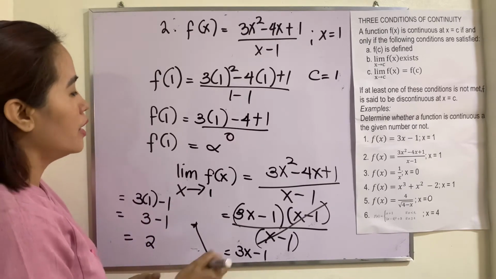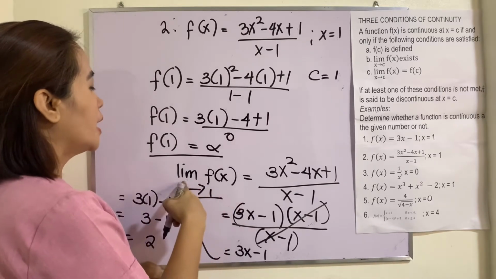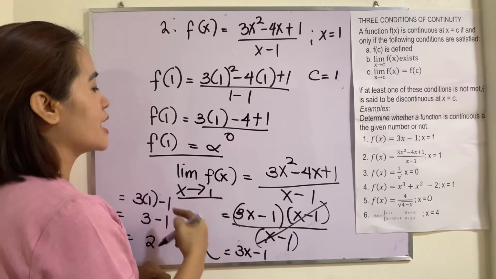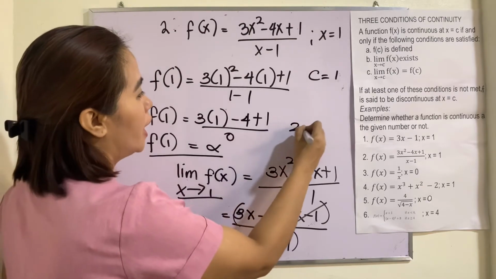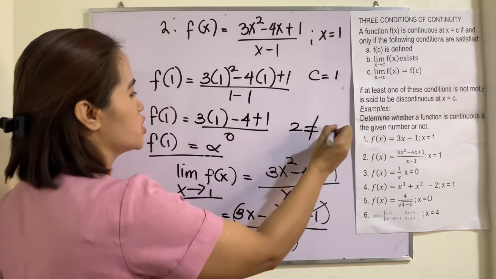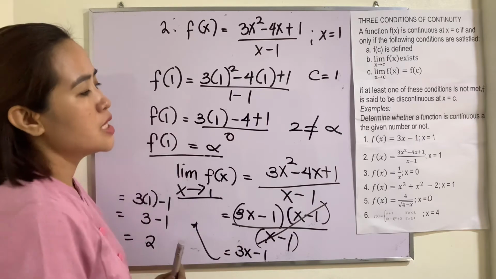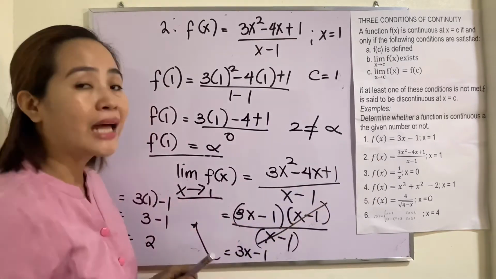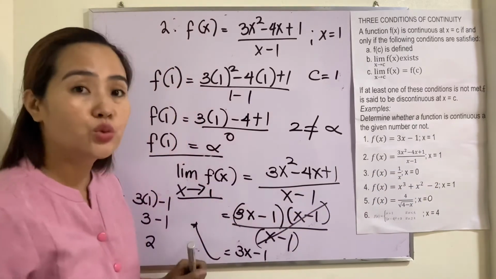From there, we compare the two. The limit of f of x as x approaches 1 is equal to 2, and that is not equal to f of c, which is undefined. Therefore, we can say that the function is not continuous at x equals 1.